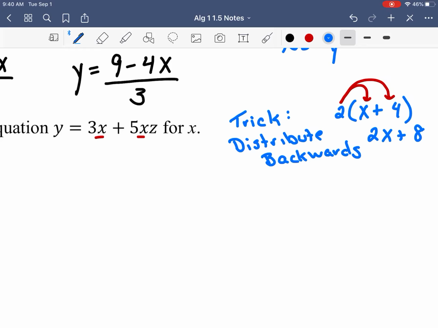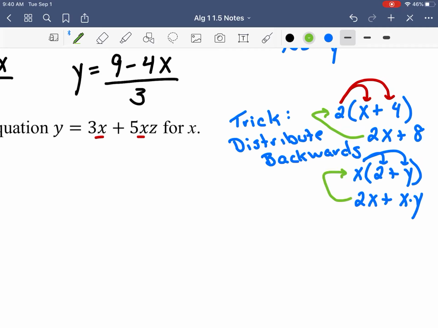What we're going to do is go backwards. We're going to start with something like this and go back to something like that. For example, if I had x times 2 plus y, I can take the 2 times the x and the x times the 2. I'd have 2x plus x times y, which we'd write as xy. So we are going to go backwards and go back to there, okay?